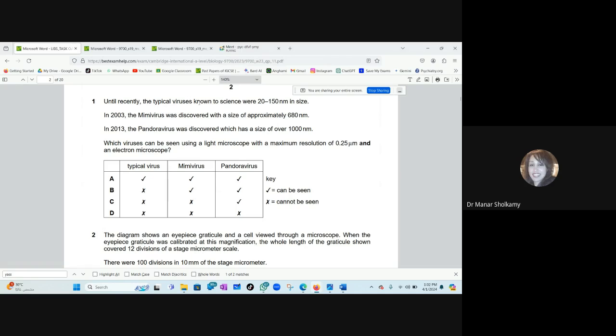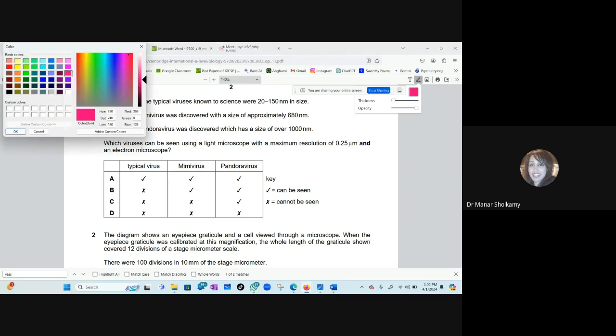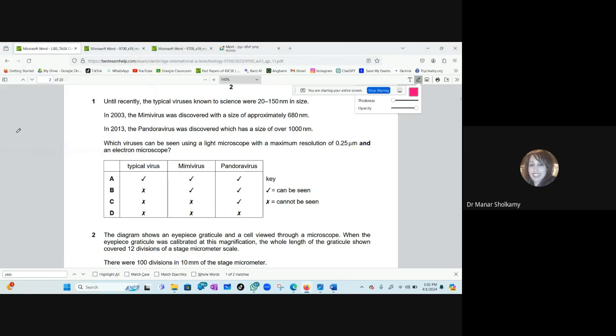Until recently, the typical virus known to science was 20 to 150 nanometers in size. In 2003, the Mimi virus was discovered with a size of 680 nanometers. In 2013, the Pandora virus was discovered, with a size of over 1000 nanometers. So you have here three viruses: the typical virus, the Mimi virus at 680, and the Pandora virus at 1000 nanometers.